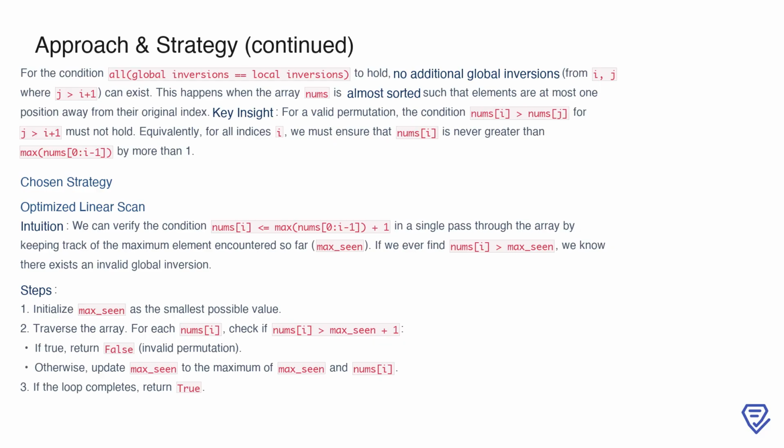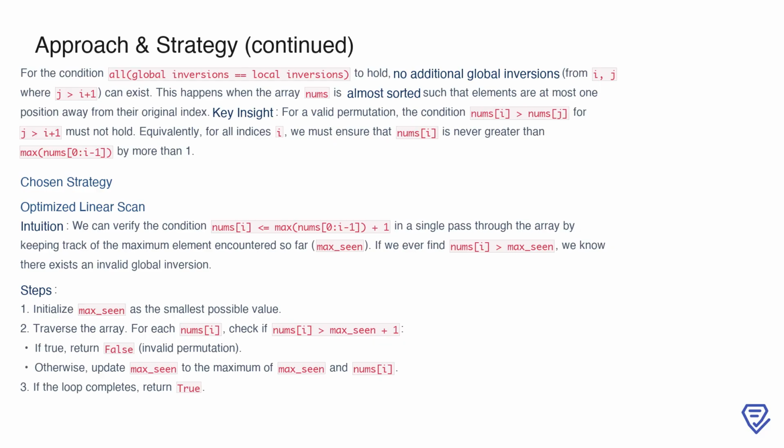This means the array must be almost sorted, with each element being at most one position away from its original index. A crucial insight here is that for any valid permutation, we must ensure that no element nums[i] is greater than the maximum value seen so far, max(nums[0..i-1]), by more than 1. This ensures that no invalid global inversions exist.